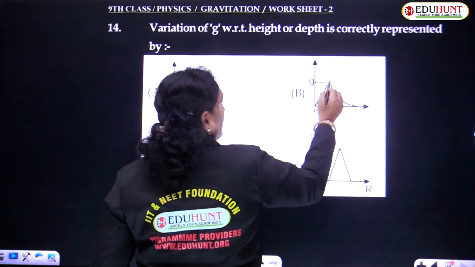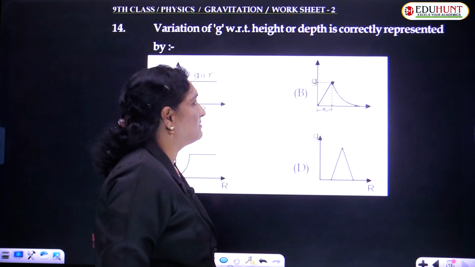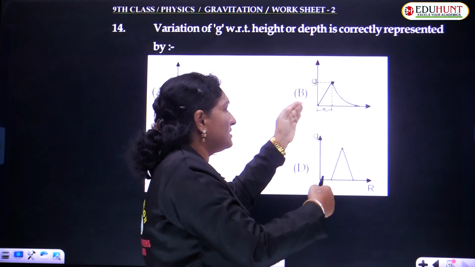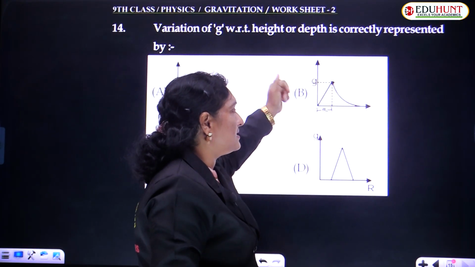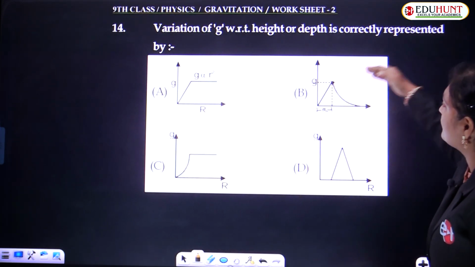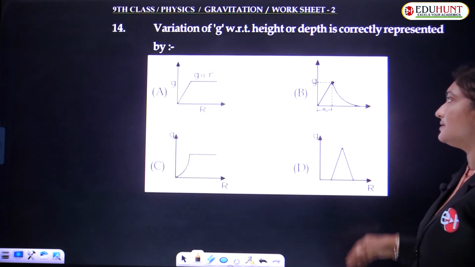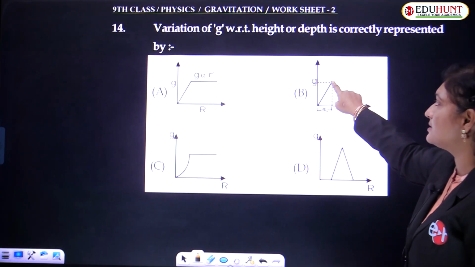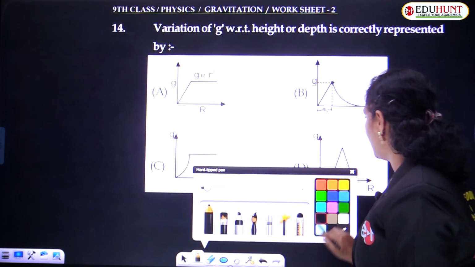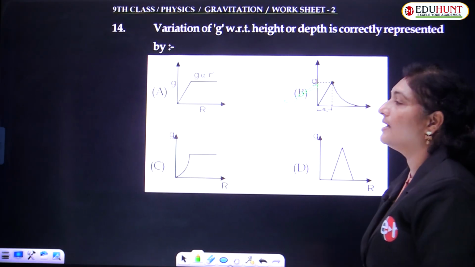At the surface of the earth, the value of g will be maximum. If you go deep inside the earth's surface, the value of g decreases gradually. Even if you move away from the surface of the earth, the value of g decreases, and the value of g is maximum at this position. Hence, the correct option for this is option B.